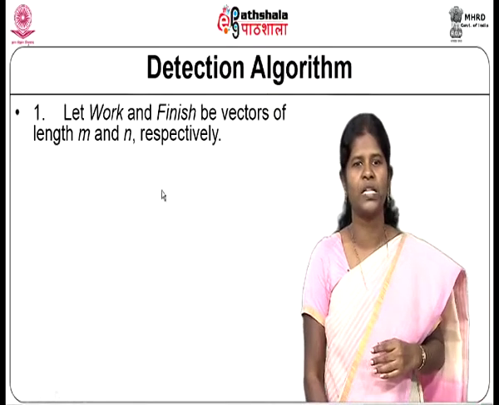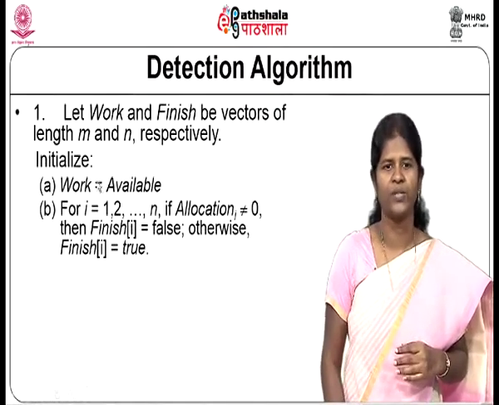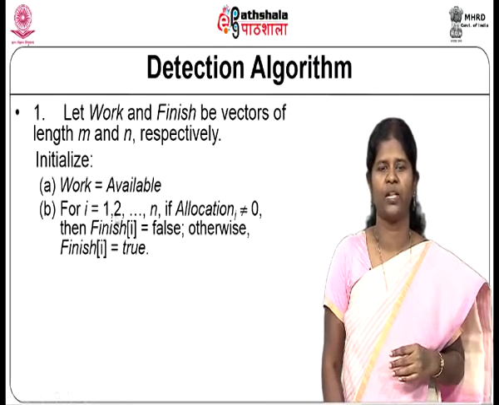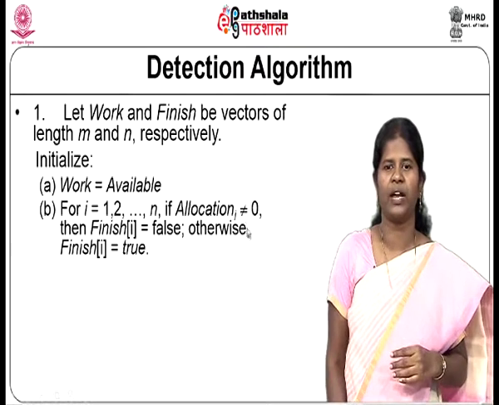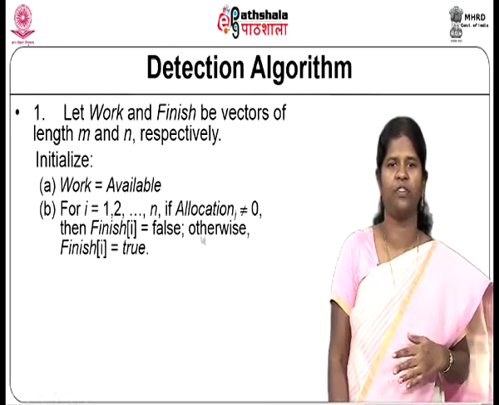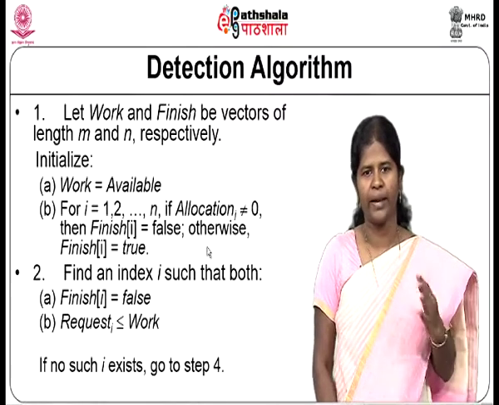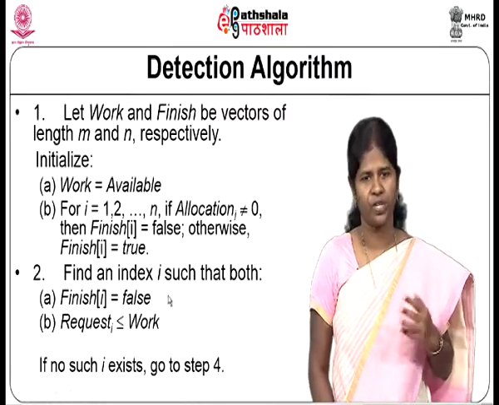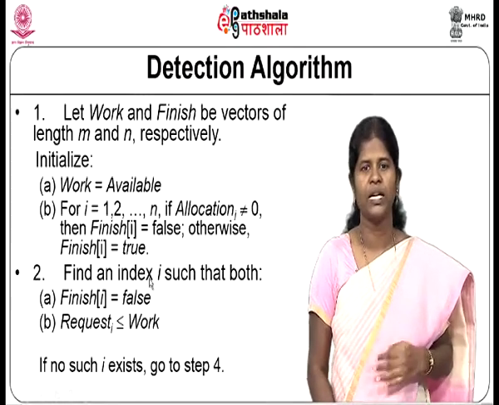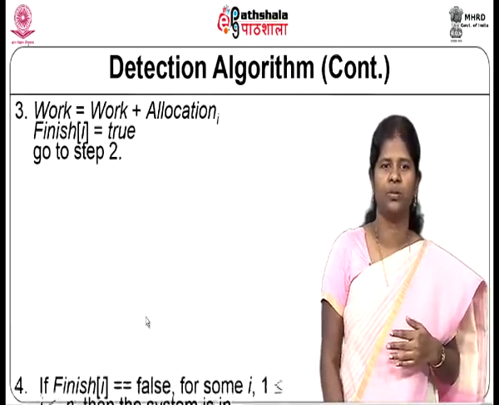You have 2 vectors, work and finish, of length m and n respectively, and you initialize work to what is currently available. For each i equal to 1 to n, you check if allocation i is not equal to 0; if so, finish of i is false, otherwise finish of i is true. Then you go through an iteration where you try to find an i such that finish of i is false and request of i is less than or equal to work, what is currently available. If there is no such i, then you go to step 4.